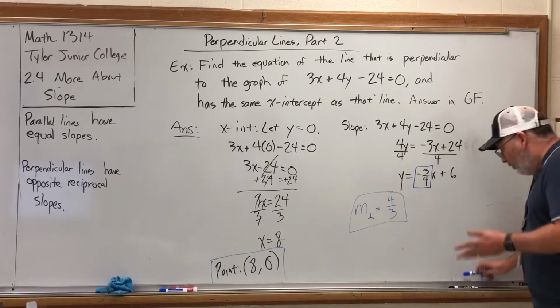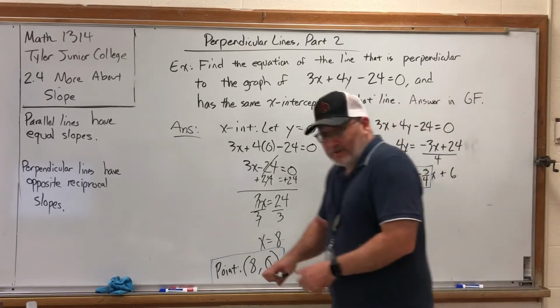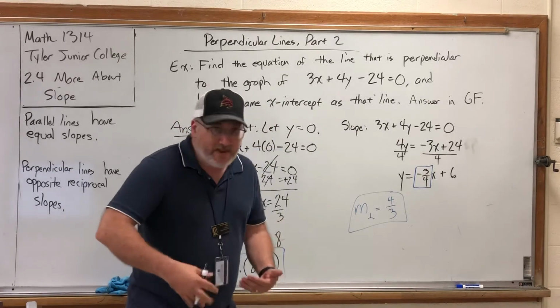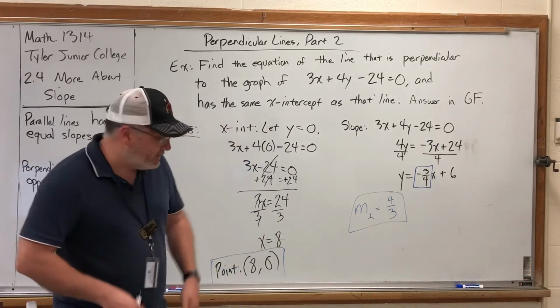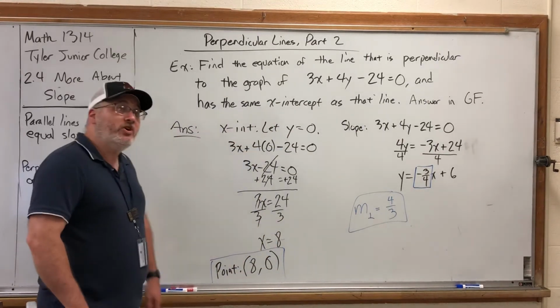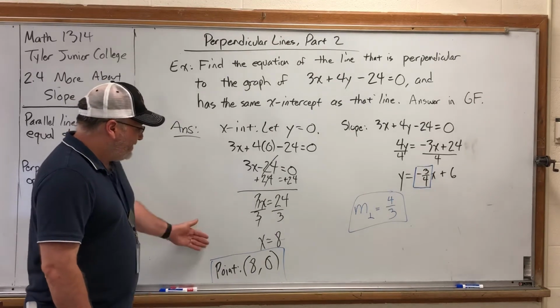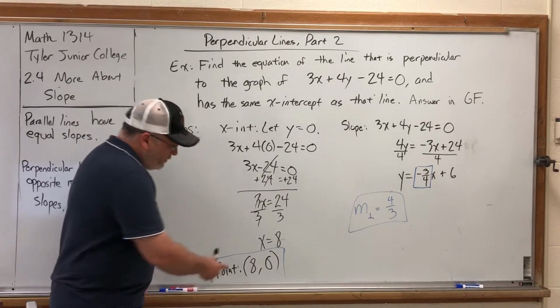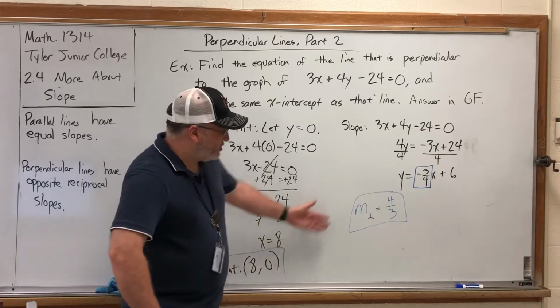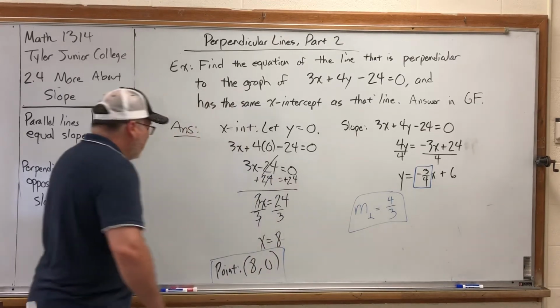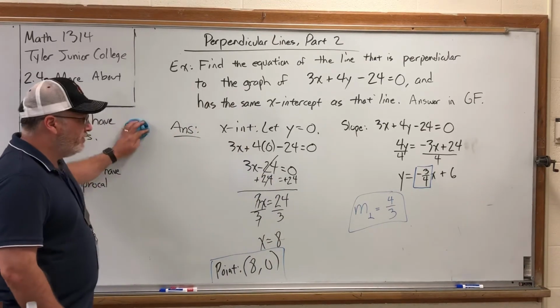Now, we haven't built our equation yet. We've simply had to go digging to find the necessary ingredients to build this equation. But here's what I know about the equation I'm looking for. It passes through the point 8, 0, and its slope is 4/3. So now that I have that information, I can build the equation of my line.